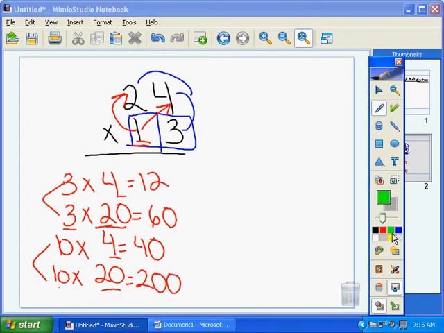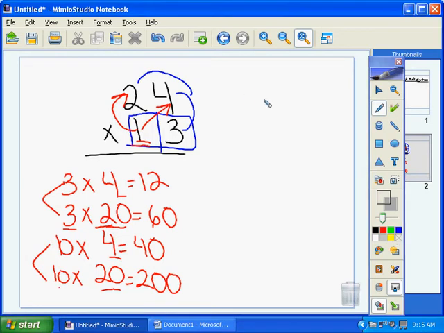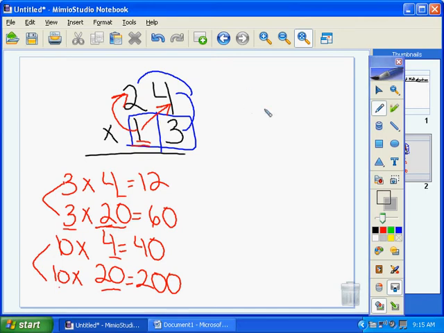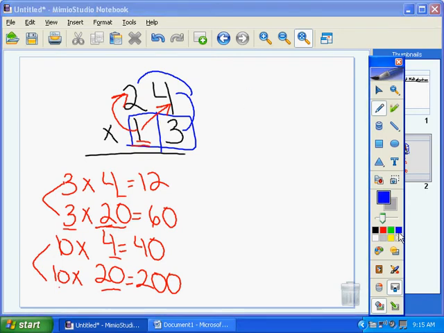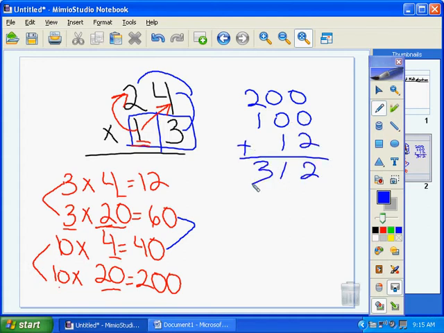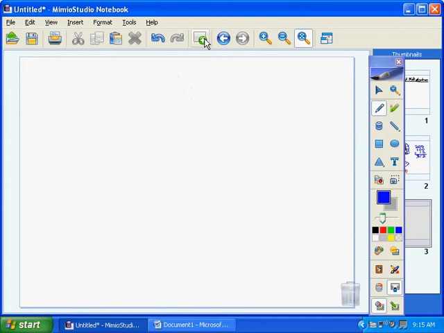And we'll come over here and we'll add all of these. So we'll add 200. There we go. 200 plus 40 and 60 I know gives me 100. And then I have 12. So we get an answer of 312. Let's do another example, and then I'll let you try a couple on your own.